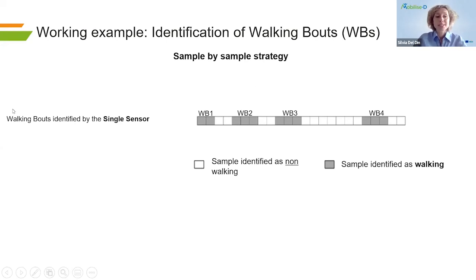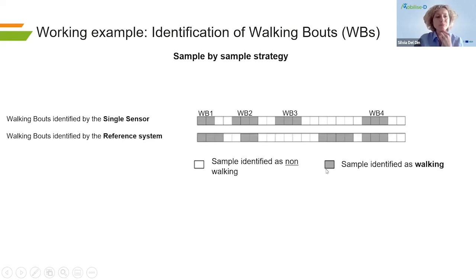So we're going to have, for example, walking bouts that are identified by the single sensor. As you can see here, we've got 4 walking bouts. In white, you can see a sample that is identified as non-walking, and in gray, instead, a sample that is identified as walking. And then we're going to have the same, obviously, for walking bouts identified by the reference system. In this case, again, 4 walking bouts.